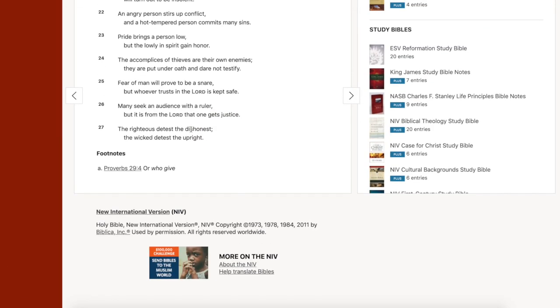Proverbs chapter 29 verse 26: Many seek an audience with a ruler, but it is from the Lord that one gets justice. Put your faith in him, guys.